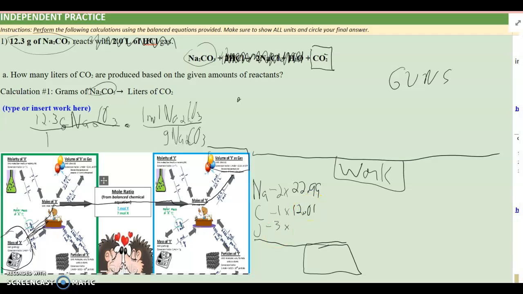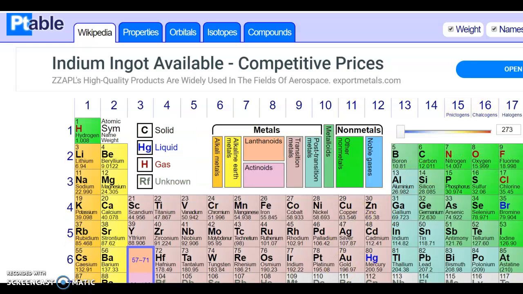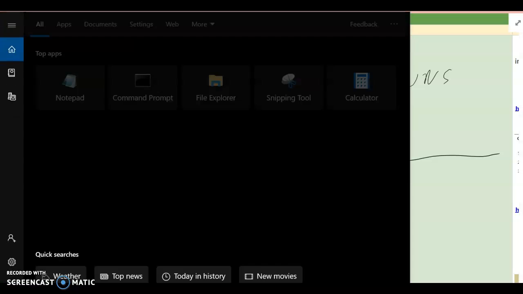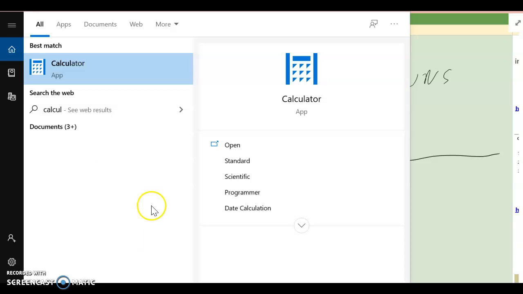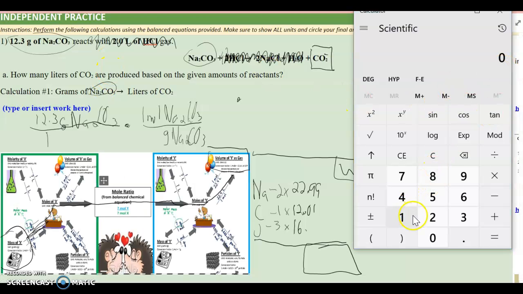And then oxygen, I have 3 of them, and this one might be exactly 16. 15.99. I am going to be lazy on this one. I'm going to put 16. Great. So let's see, what is 2 times 22.99? Let me get my calculator up so you can see exactly how I got it. 2 times 22.99. All right, so 45.98 here.